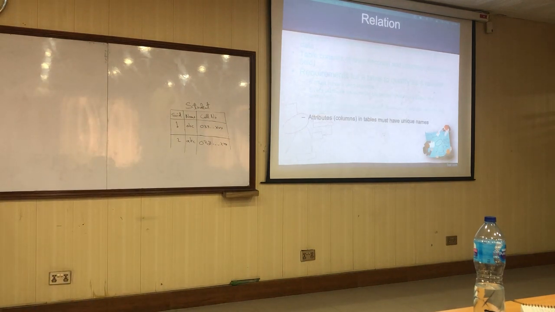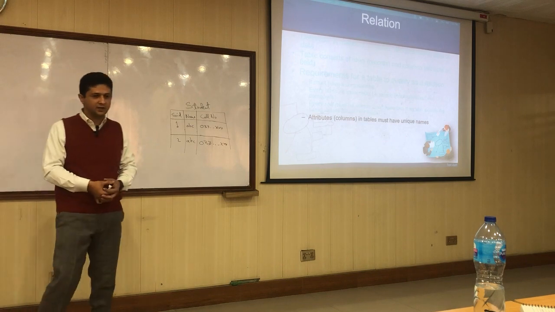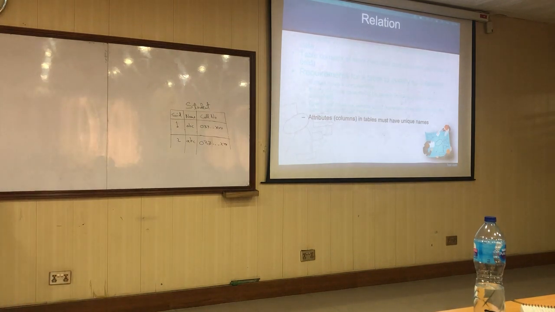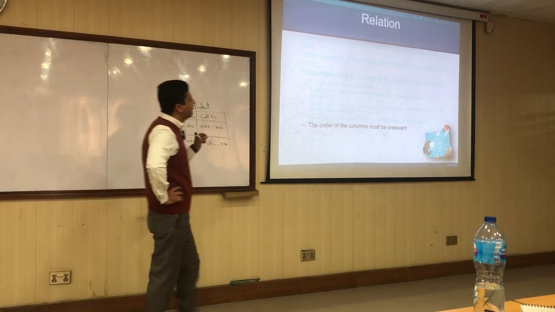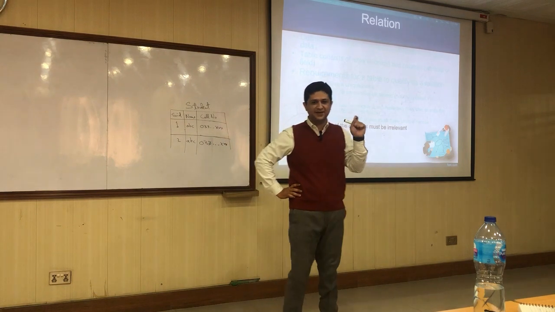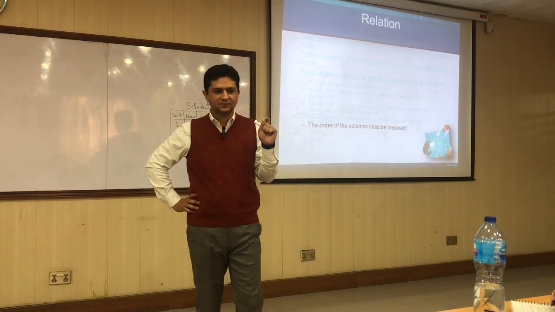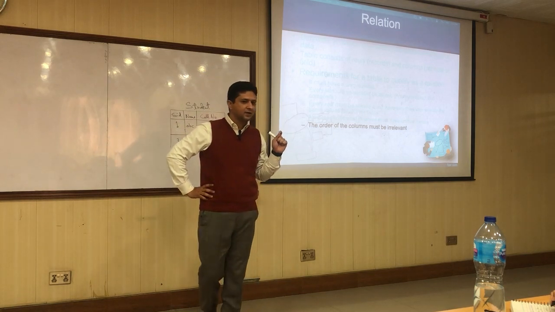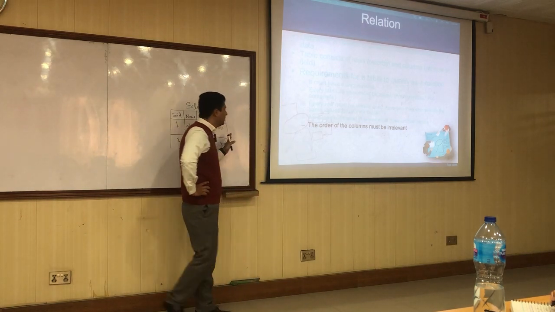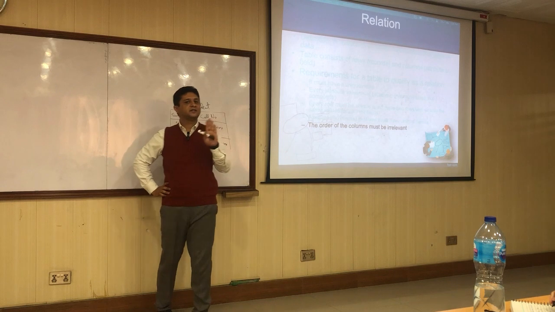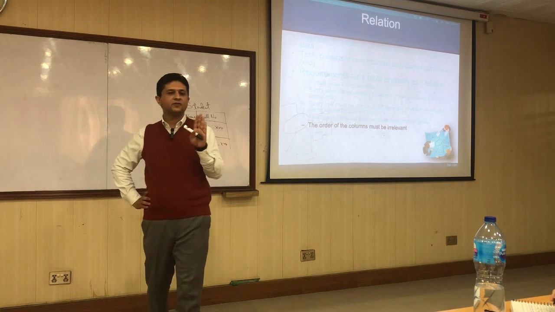Another characteristic is that columns must have unique names. So it's a very simple thing. Two columns cannot have the same name. Another requirement is that the order of columns should be irrelevant. What does this mean? Irrelevant. The sequence of columns does not matter. That is not something which is relevant.